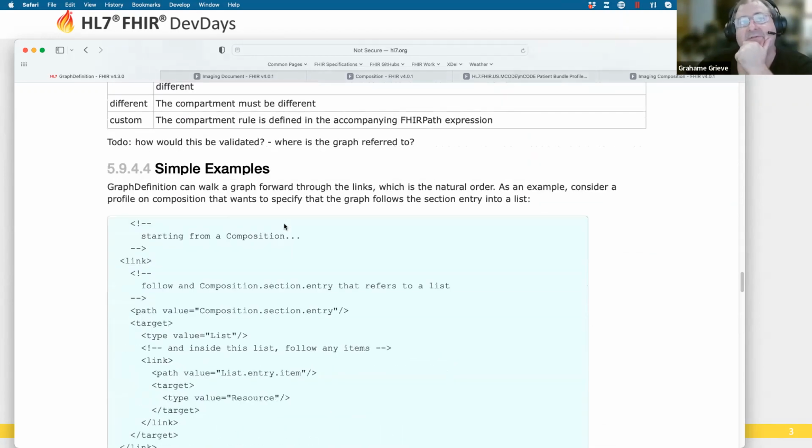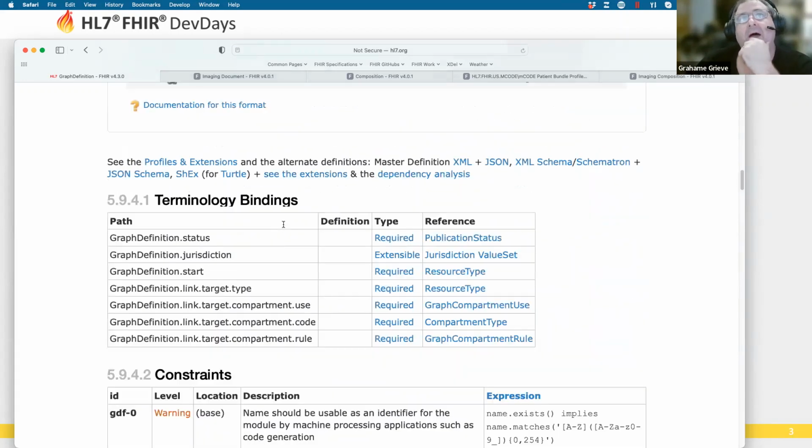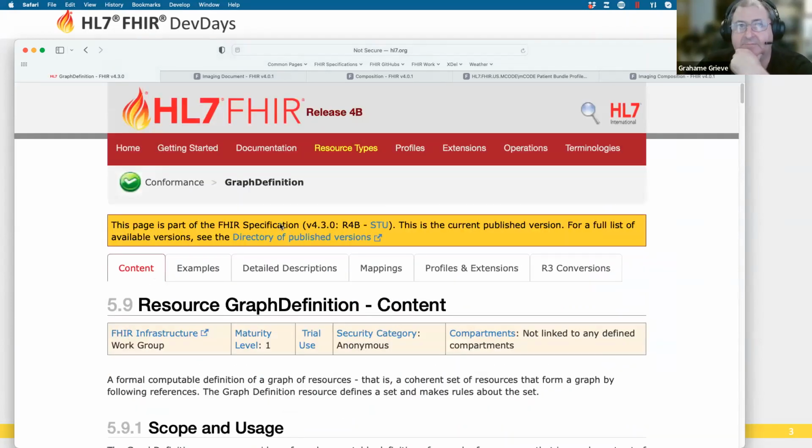So that's graph definition. Its maturity level has gone up to 1, awesome, but we haven't got a lot of use of it. We've had some connectathons around using it as a document construction controller. I think that's it at the moment.